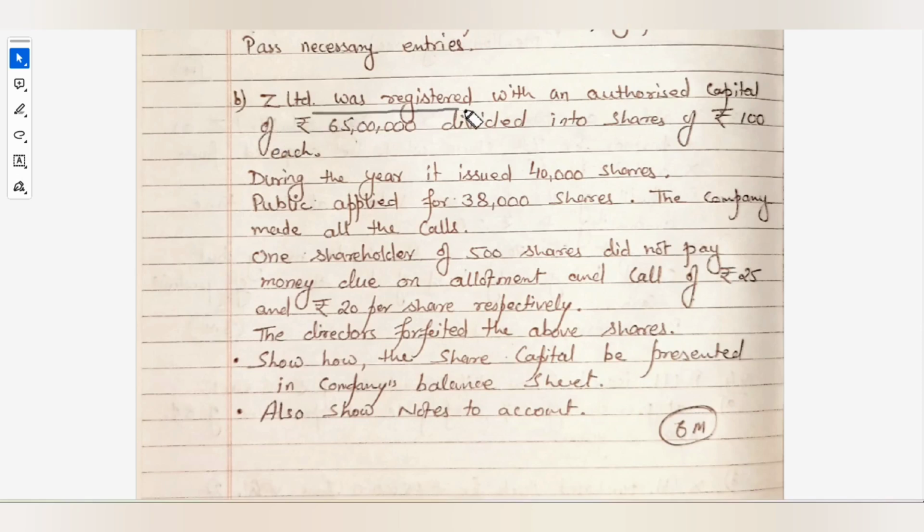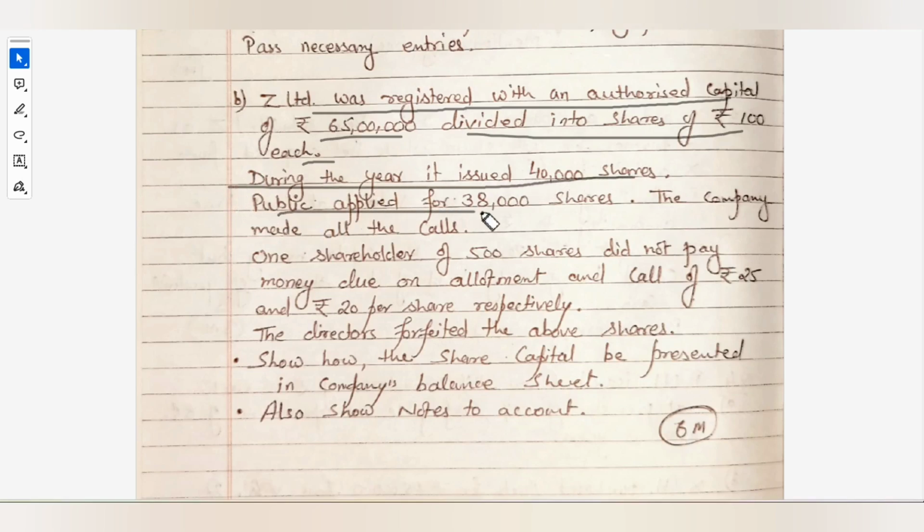So Jet Limited was registered with an authorized capital of rupees 65,000 divided into shares of rupees 100 each. During the year, it issued 40,000 shares only. Public had applied for 38,000 shares. The company made all the calls. So it is clearly written in the question that the company made all the calls. That means the face value is equal to called up money.